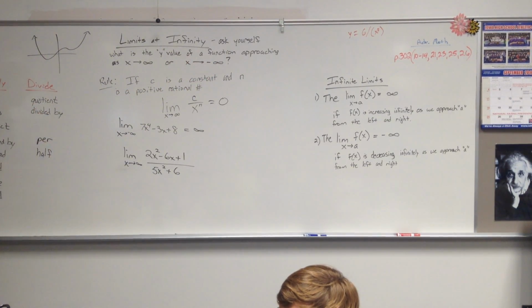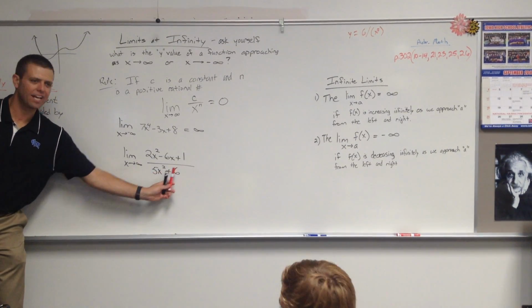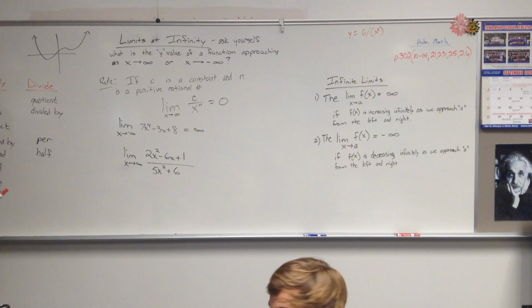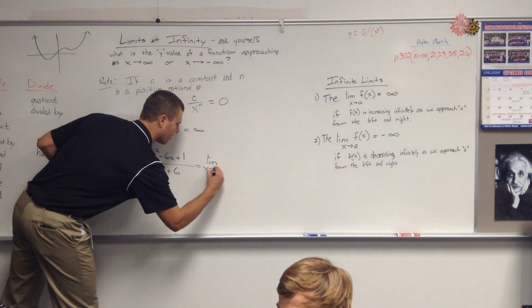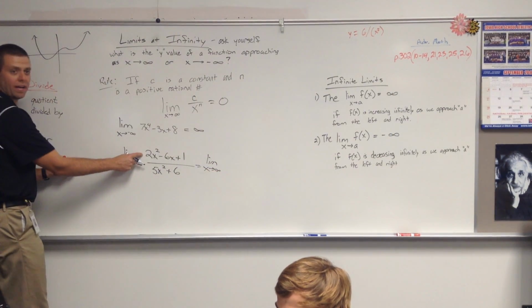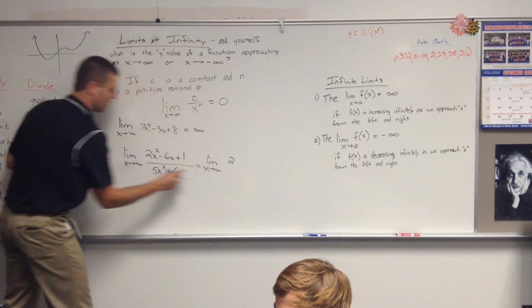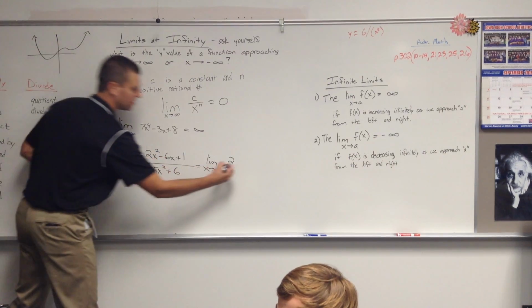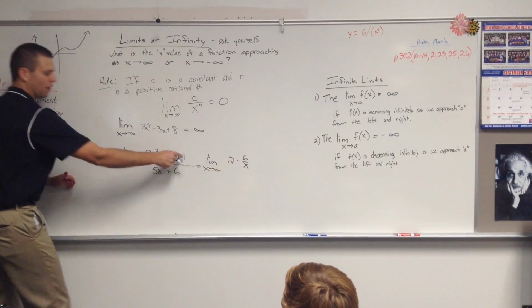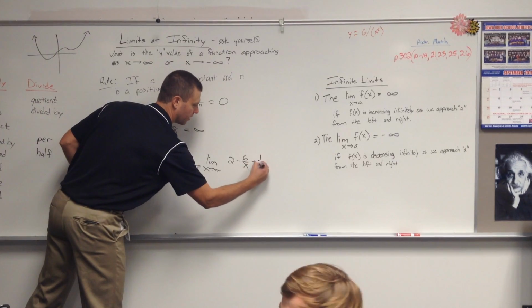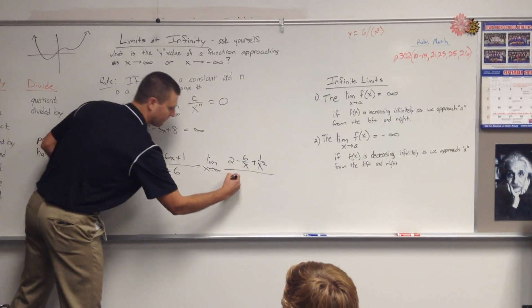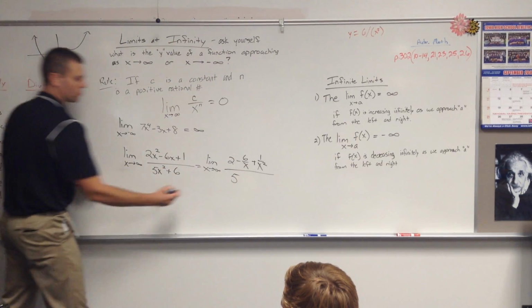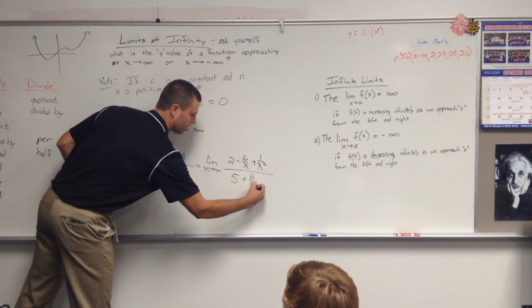Now, here's how you see that. I'm going to look at the highest power I see, x squared, right? I'm going to divide every term by x squared. If I divide this by x squared, I get 2. If I divide this by x squared, I get 6 over x, right? If I divide 1 by x squared, I get 1 over x squared. Divide 5x squared by x squared, and I get 5. Divide 6 by x squared, and I get 6 over x squared.